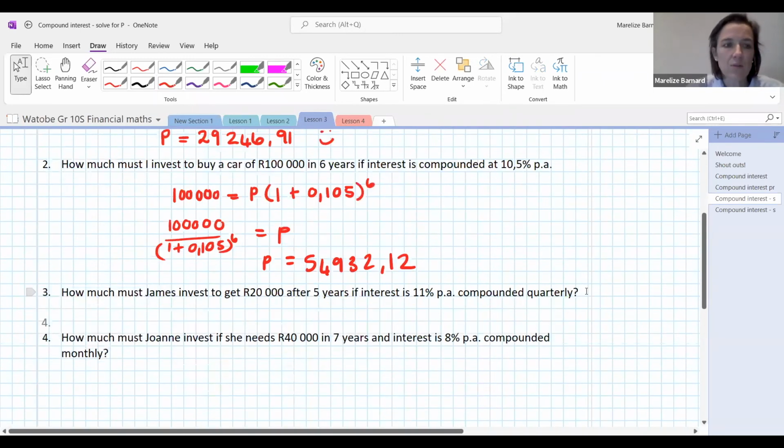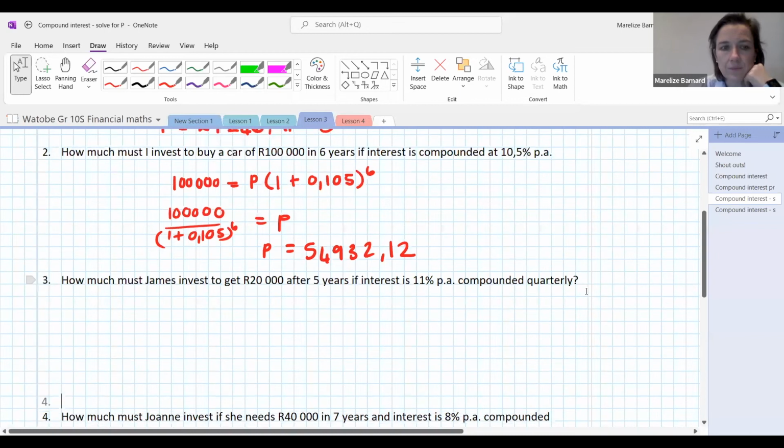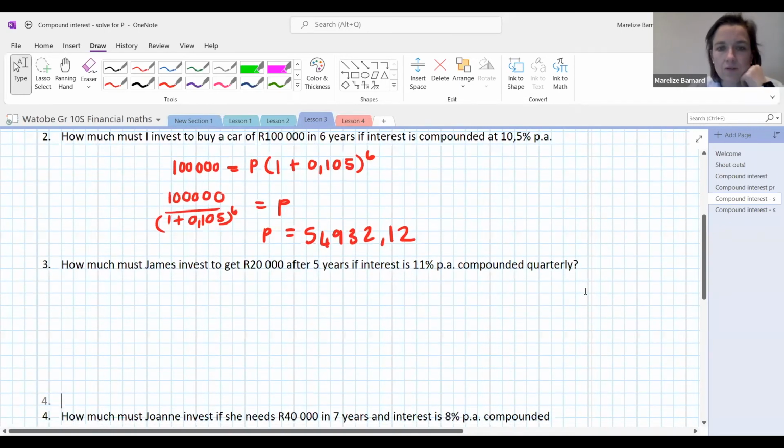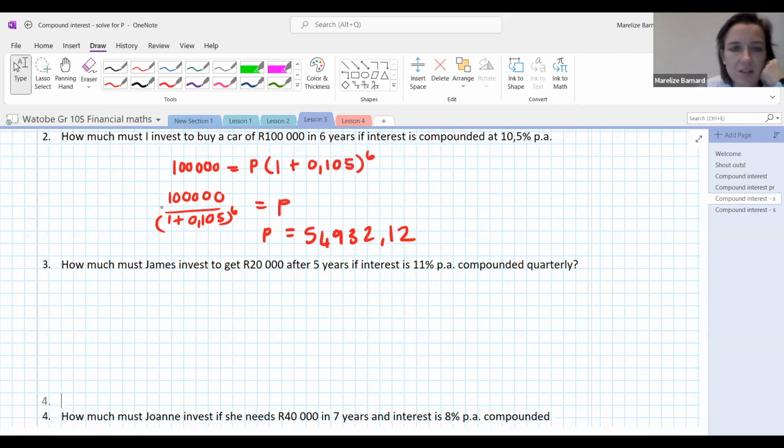Okay, let's do one more. And this time we're going to compound quarterly. Not too much of a change. I'm sure we can manage it. I'm going to be quiet and not say anything and see if you guys can manage, which I'm sure you can. Nah, it's the same. Just think about what you have to divide and times by. You can do it, guys.